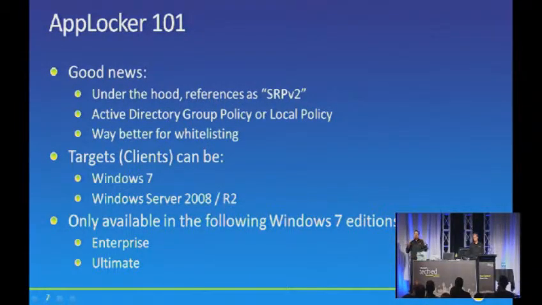Now, here's the good news. It's not such a major change that everything you know is wrong. It's not such a major change that you're going to have to relearn group policy in order to take advantage of this stuff. In fact, underneath the hood, it's called SRP v2. You'll actually see references to that inside the logs and things like that. There's both AD-based group policy and local group policy, but really the big win here is that it gives you a toolkit for whitelisting. Okay? Remember, whitelisting says everything is bad, and this is good, and this is good, and this is good. Or under these conditions, this is good. Okay, a better toolkit for that sort of circumstance.